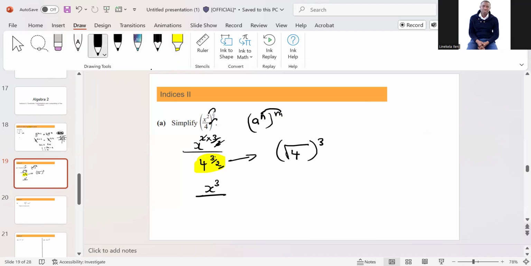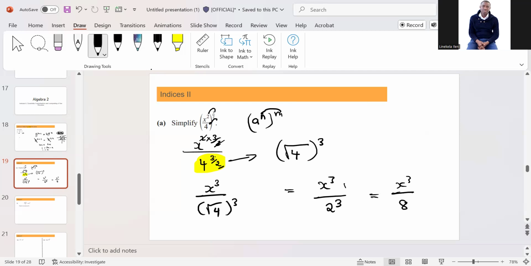So that means rewriting this at the bottom becomes square root of 4, 3. But we all know what the square root of 4 is, actually 2. So we can simplify that. Square root of 4 is 2. That means 2 to the power of 3. And 2 to the power of 3 is literally just 8. So the final answer is just x to the power of 3, 8.